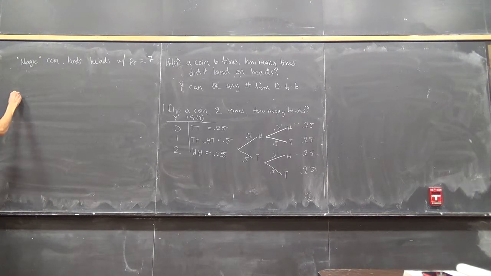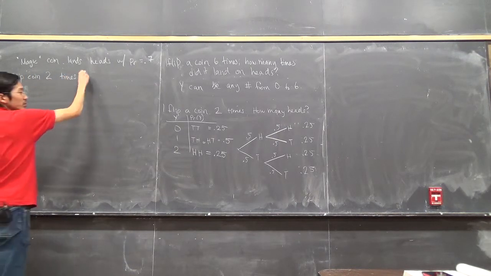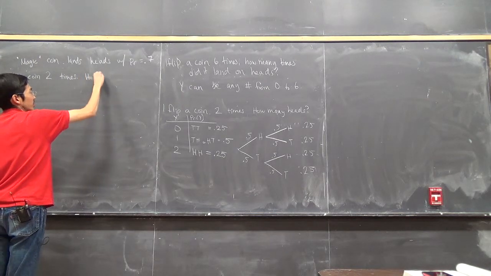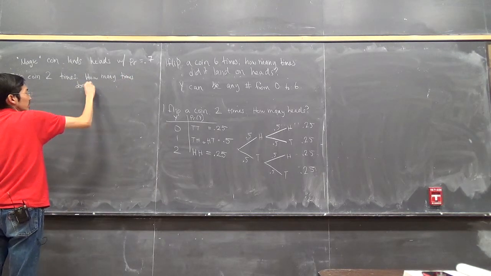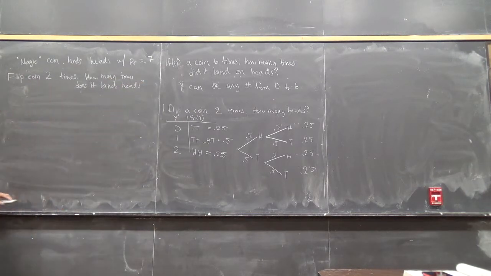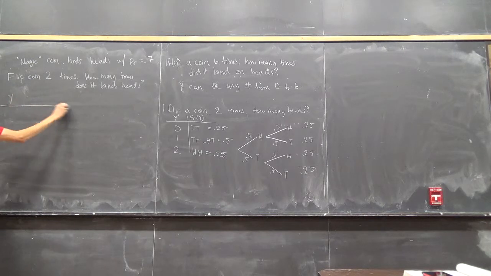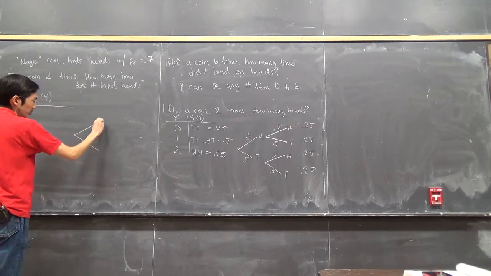Or conceptualize. Alright, so what if we do the same thing? I flip a coin 2 times. How many heads do I get? Okay, so I don't know how much time we have, but see if you can figure out the answers for 0, 1, and 2. Okay, and you can start off by drawing a probability tree.